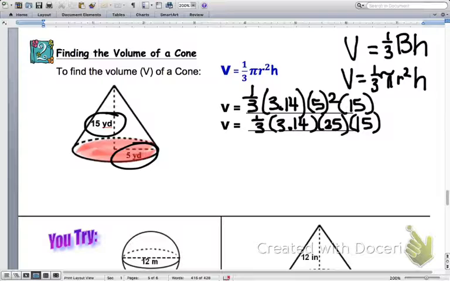We can use our calculators from here. To type in your calculator 1/3, just type in 1 divided by 3. You should get 0.3 repeating. Multiply that by 3.14, 25, and 15, and you'll see that your volume is about 392.5 cubic yards.